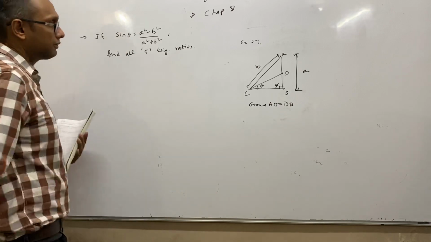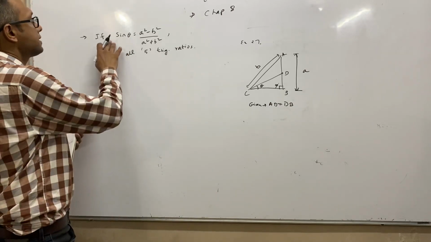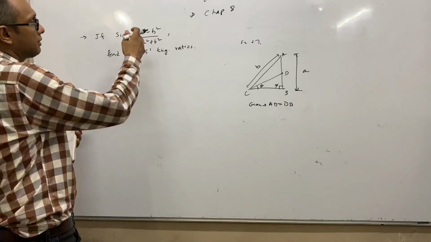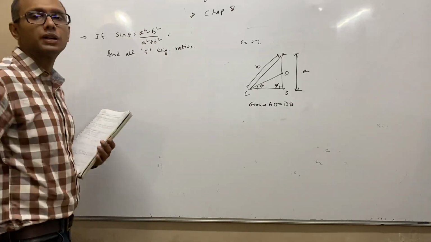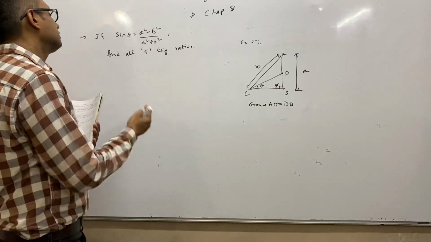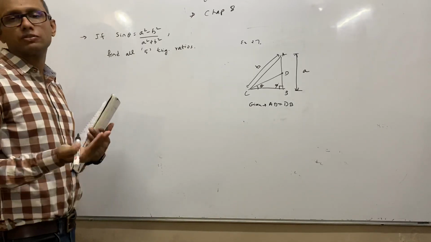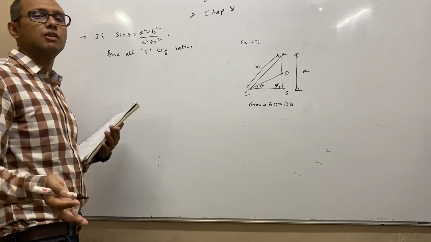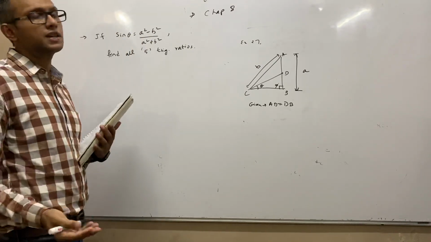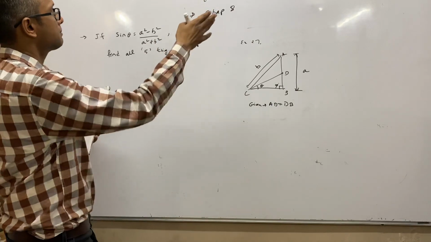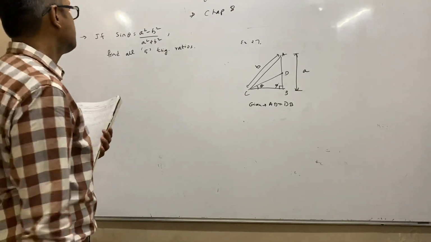One of the first questions I want to have a look at is this one. Sin theta is equal to a square minus b square upon a square plus b square, and find all the other 5 trigonometric ratios. And as I told you the other day, basically you have to find only 3 ratios. The other 3 are of course exact opposite, so you just invert it. For example, sin theta you have, so cosec is the inverse of this, so a square plus b square upon a square minus b square.